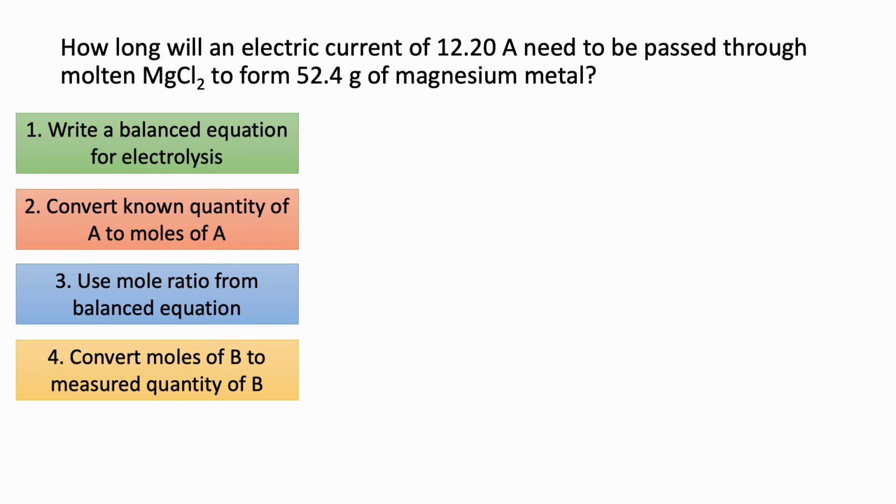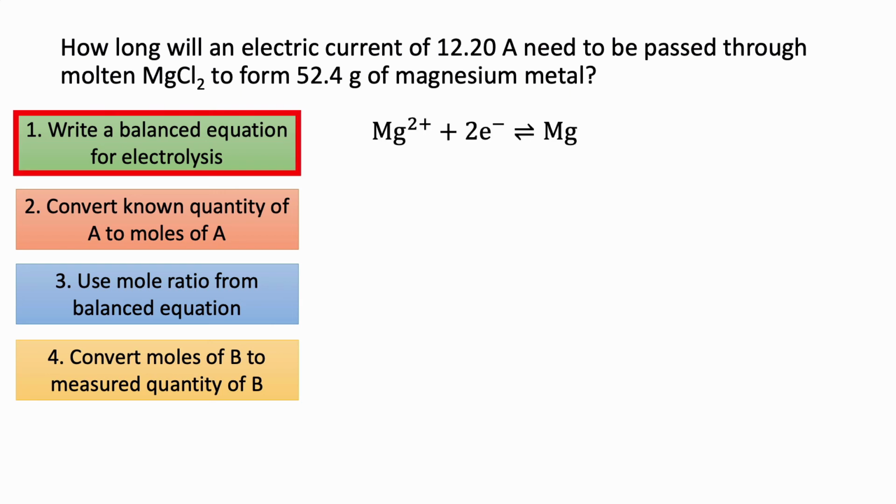Our next problem is sort of going the other way. We're given a mass of magnesium metal that we want to create, and we want to figure out how long we need to run our current through the molten magnesium chloride solution in order to get that mass of magnesium metal. So let's start by writing a balanced equation for electrolysis. Because we're trying to make magnesium metal, we're going to reduce magnesium 2+ ions to magnesium metal.